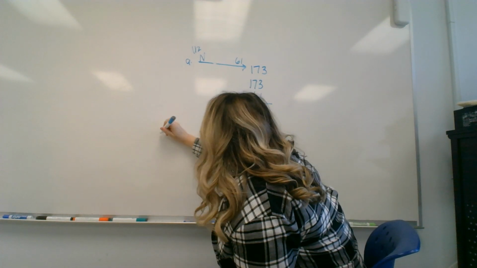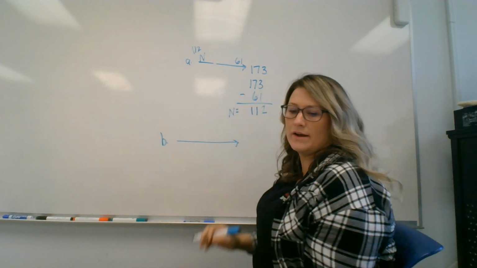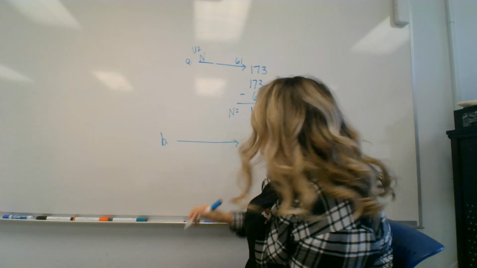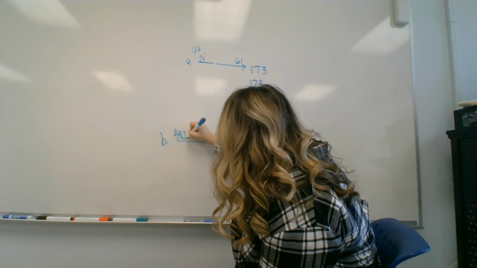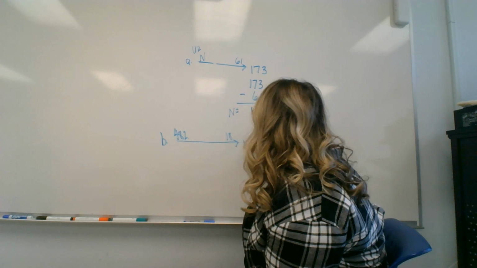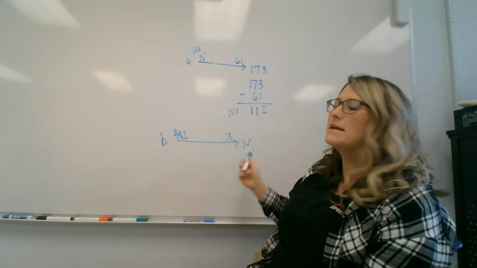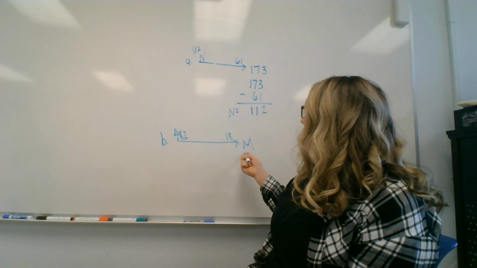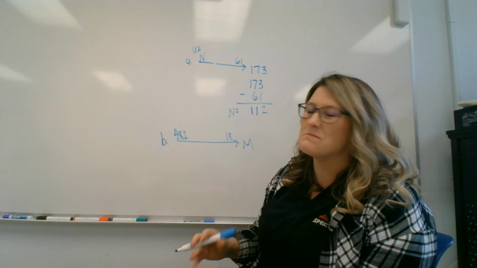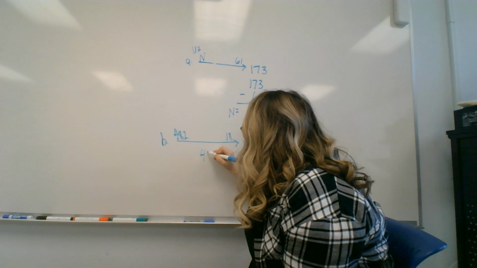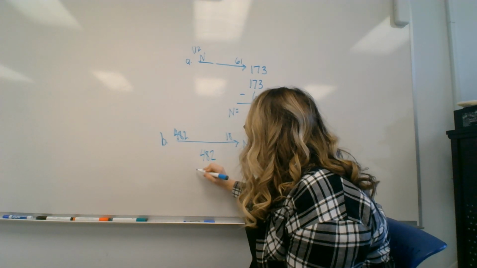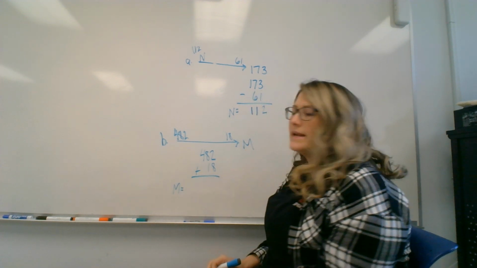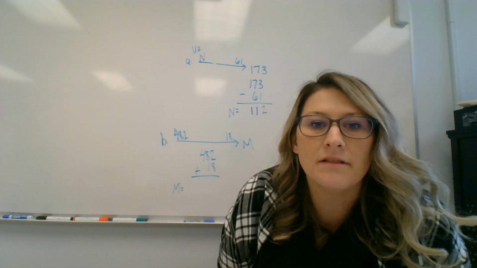All right, problem B. The small numbers are 482 and 18. The big number is M. Okay, so I'm missing my big number. Am I going to add or subtract? I'm going to add because my big number is bigger than both these numbers because I'm combining them. Okay, so to get B, I'm going to put 482 plus 18. You will find what M equals. Go ahead and get your answer and then write it in on the line.